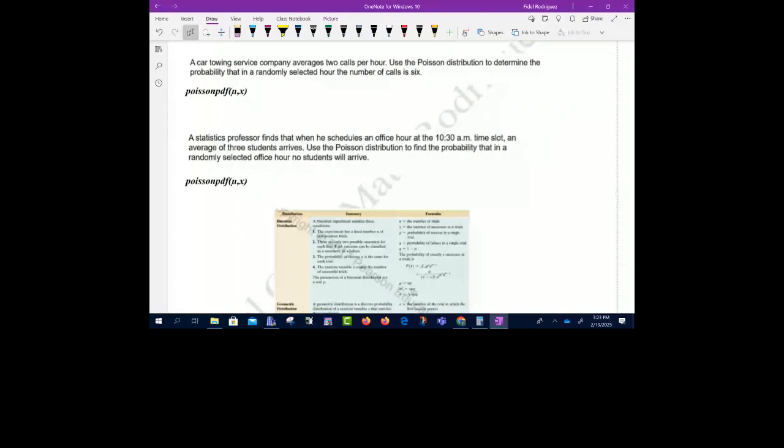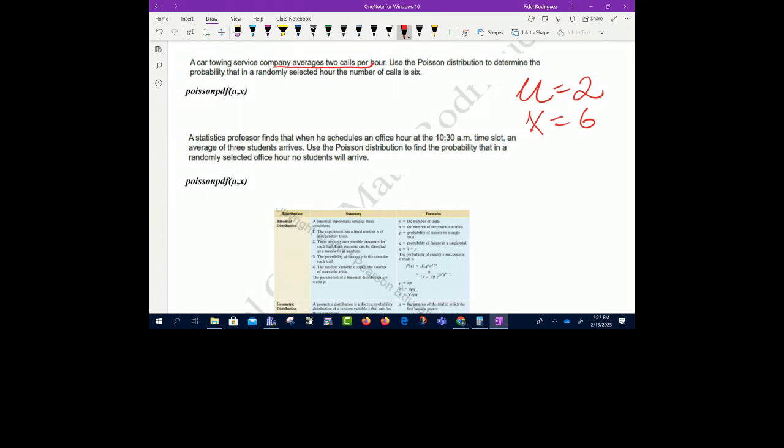It says a car towing service company averages 2 calls per hour. Just to give you an idea, when I start doing something like this, this part right here is telling me what my value of mu is. The little funny looking U, that's my average, okay? It says a car towing company averages 2 calls an hour. Use the Poisson distribution to determine that in a randomly selected hour, the number of calls is 6. This is telling me that my X is going to be equal to 6, okay?